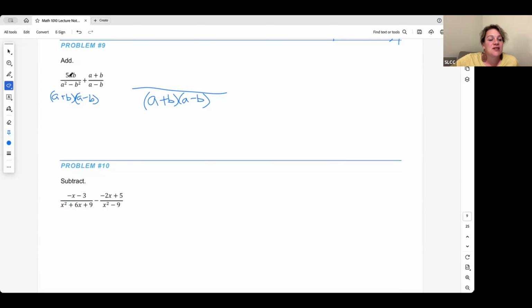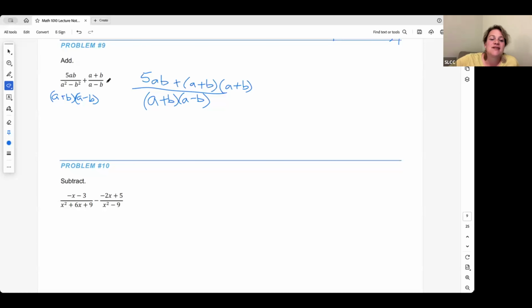All right, what am I missing in the first fraction? Nothing, so I leave 5ab. What am I missing in the second? I'm missing an a plus b. So I have the a plus b that's in the numerator and also the a plus b that I'm missing to get to that common denominator.